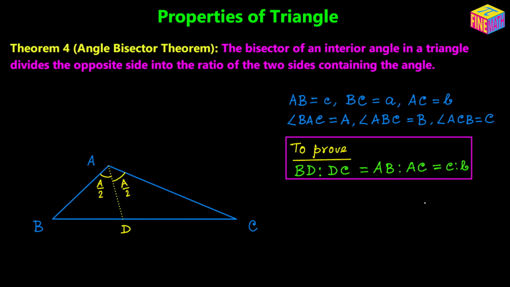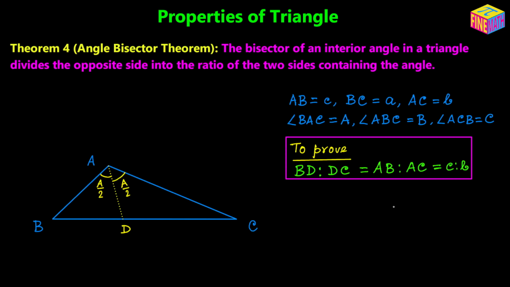So the theorem says that if you bisect an angle, then that angle bisector is going to divide the opposite side into the ratio of the two sides that contain that angle. And in this case, what are the two sides that contain the angle A? Well, that is AB and AC. So BC will be divided into two parts, BD and DC, and their ratio would be the same as the ratio of AB to AC.